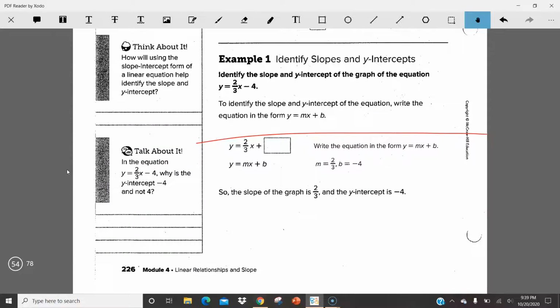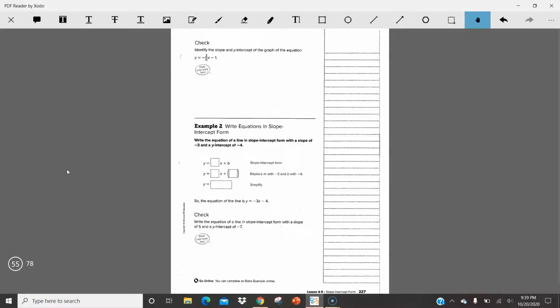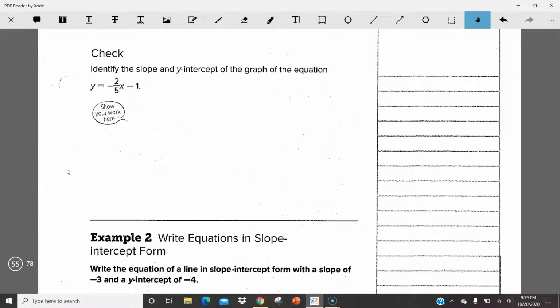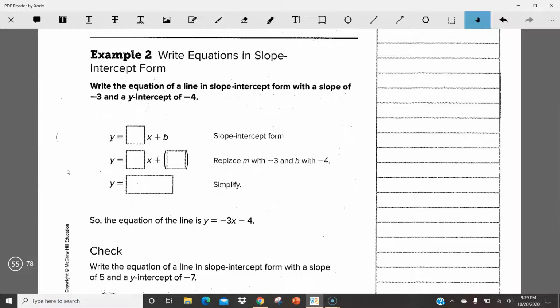Let me erase that. Next, go ahead and do this check, and I'll check it in class. Press pause, go on and do it, and I'll check it in class. I doubt that you pressed pause, and hopefully you did.